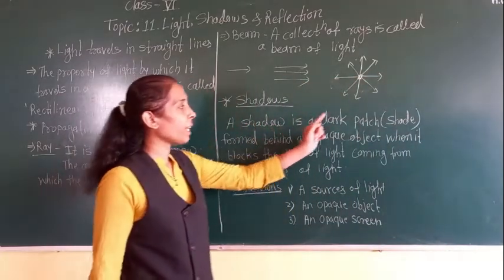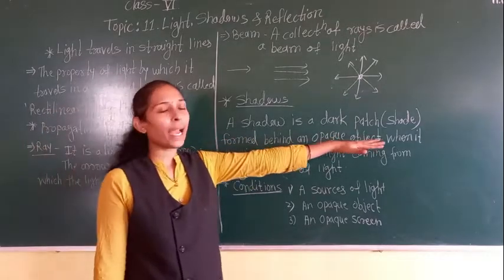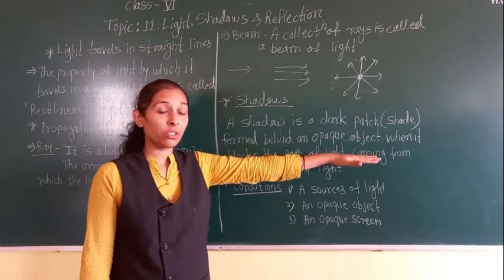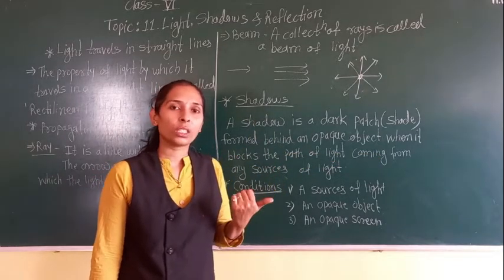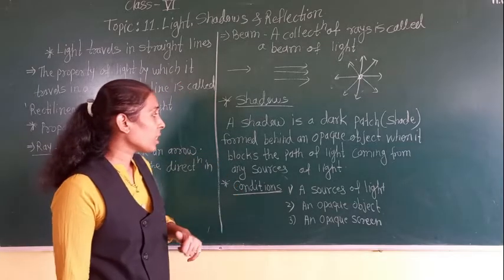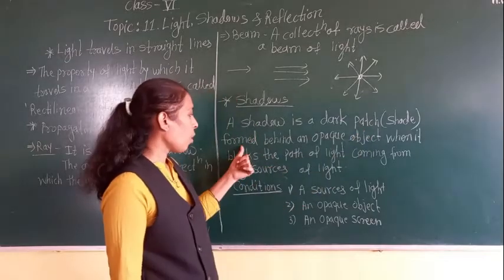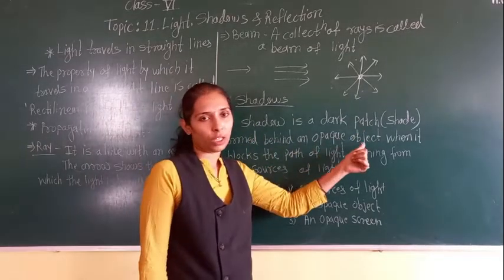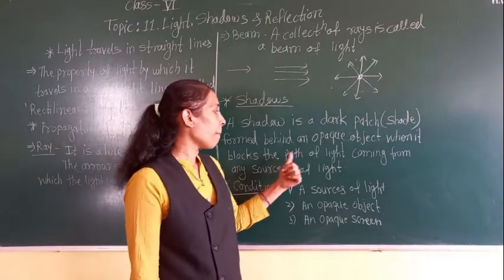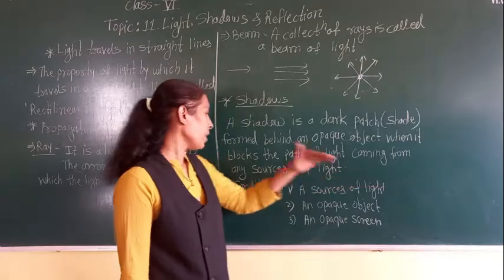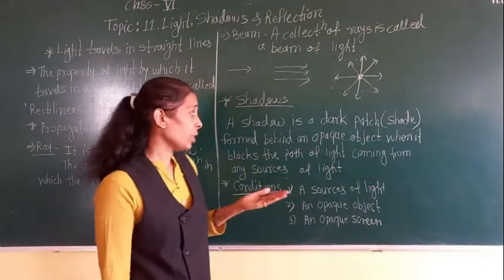A shadow is a dark patch or shade, you can say that, formed behind an opaque object. What is an opaque object? We have seen in our previous video, the object which doesn't allow the light to pass through them. An opaque object blocks the path of light coming from any source of the light. Okay. So, how does the shadow form?